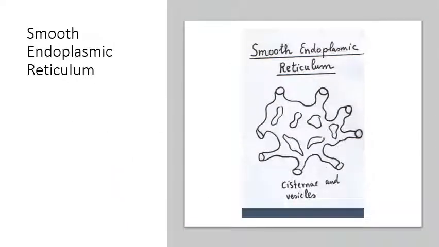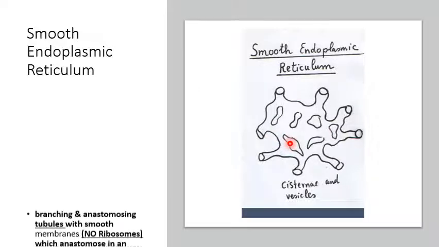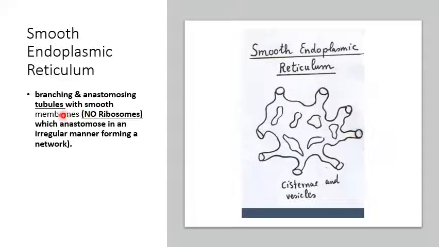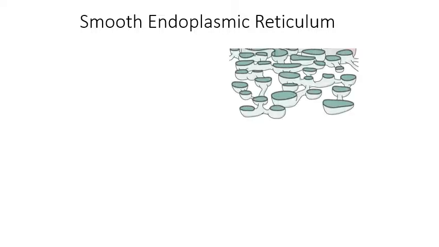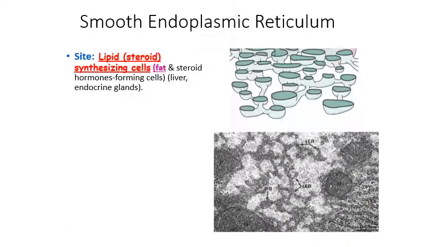The other organelle is smooth endoplasmic reticulum. It appears as saccules that are smooth and do not contain ribosomes on the surface. They are irregularly anastomosing, branching and anastomosing tubules, smooth, and they do not contain ribosomes. They anastomose in an irregular network manner. The smooth endoplasmic reticulum is present in steroid-secreting cells, or lipid or fat and steroid hormone-forming cells, such as the liver and endocrine glands.